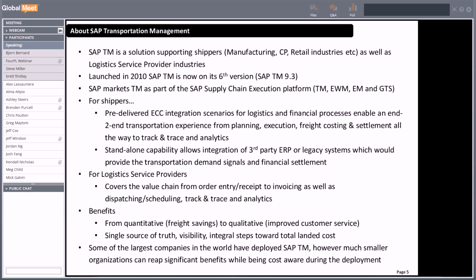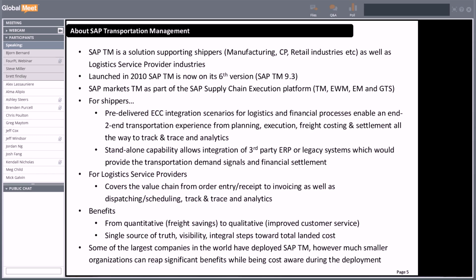or ExxonMobil, or Colgate. However, much smaller organizations have put in TM as well. You can reap benefits also with a relatively manageable budget during the deployment and can have pretty fast ROI.